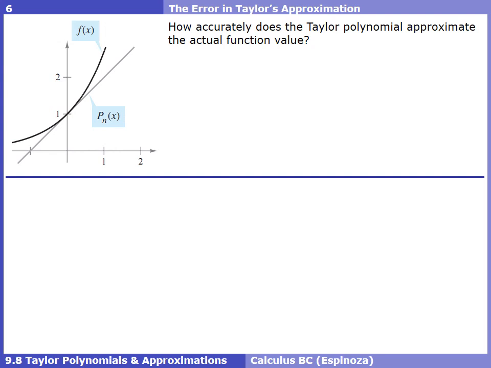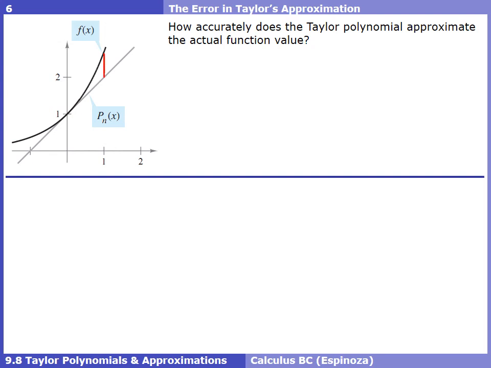But in general, how do we know what the approximation is, or how good or bad is the approximation concerning a Taylor polynomial of any degree? So we need to, of course, talk about the error in Taylor's approximation and how we can determine that. So the idea behind it is not hard to understand.